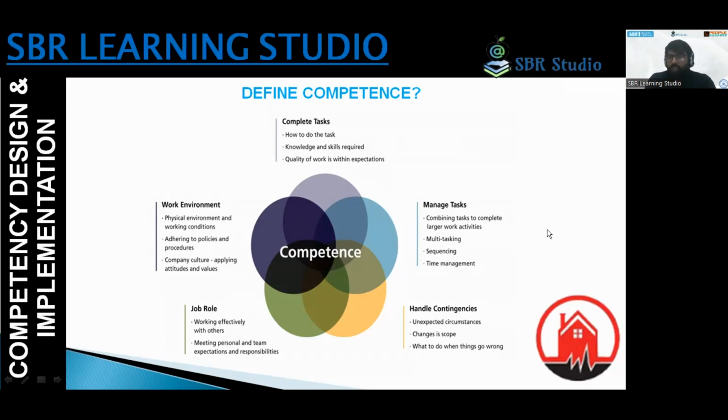Similarly, when it is managing different tasks. Third, it comes to contingency, like problem solving. Contingencies are where unexpected circumstances occur: what they do when the scope changes, what they need to do, and what to do when things go wrong. So this is the functional part. They need to take corrective action and communicate, but how they communicate is your behavior approach.